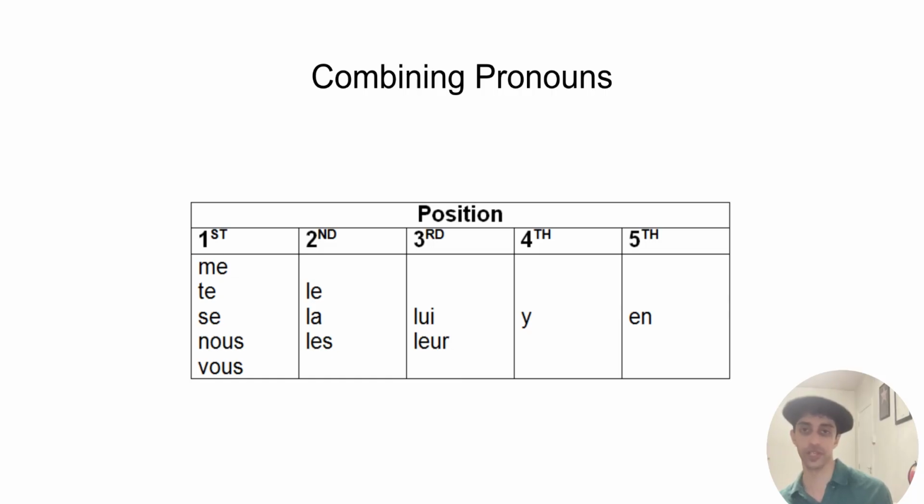But if you do happen to combine pronouns, then this is the specific order that they must go in French. So first would be the reflexive pronoun me, te, se, nous or vous. After that, if there is one, you would put a direct object pronoun le or la or les. After that would come the indirect object pronoun if there is one, so either lui or leur.